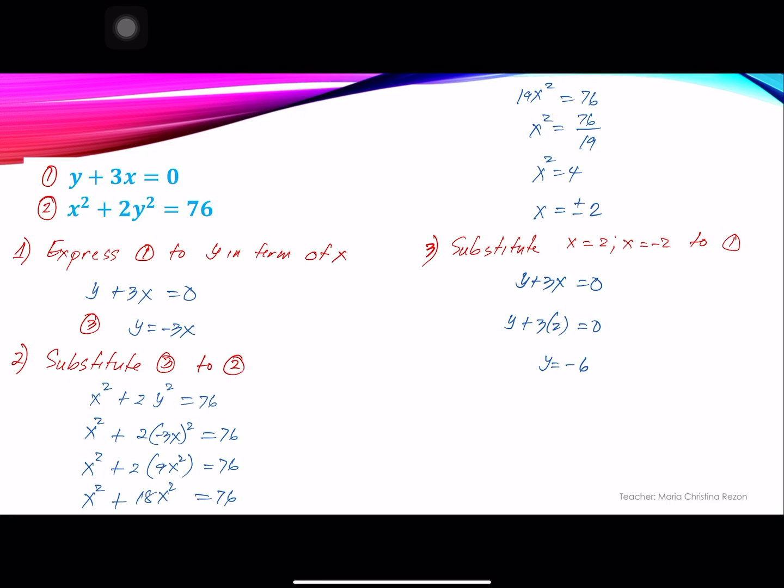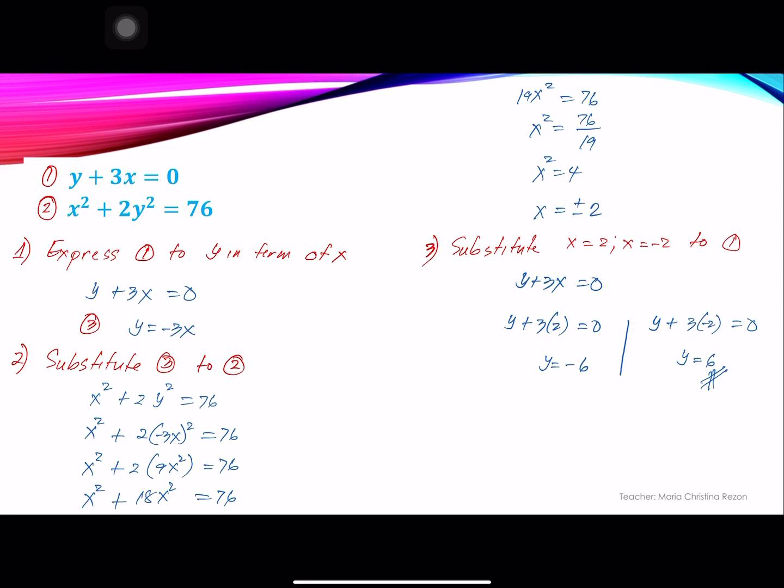And then you have, if x is negative 2, so y plus 3 times negative 2 is equal to 0, then y is equal to 6. Now the question there is, what is the value of y when y is greater than 0? Then this is your answer, y is equal to 6.